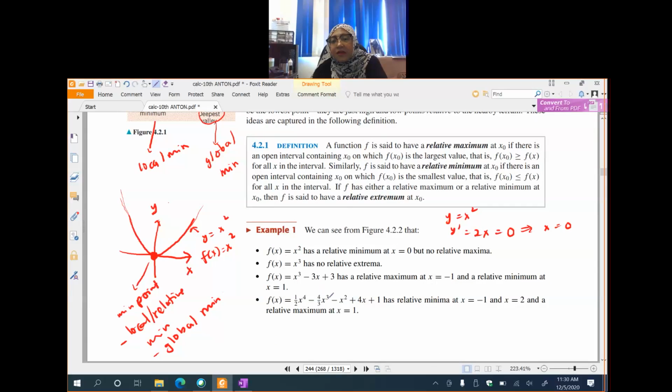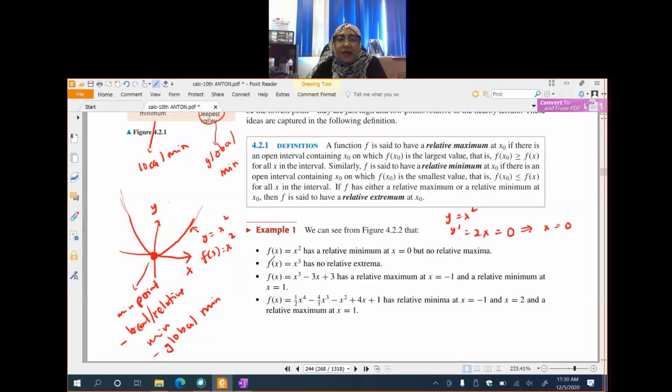I think you can do it at home. It's just the same. You just have to differentiate and then determine its intervals, and from the table you see the sign of f prime, and then the behavior of f. From there you decide whether each critical point is a relative minimum, a relative maximum, or just an inflection point.